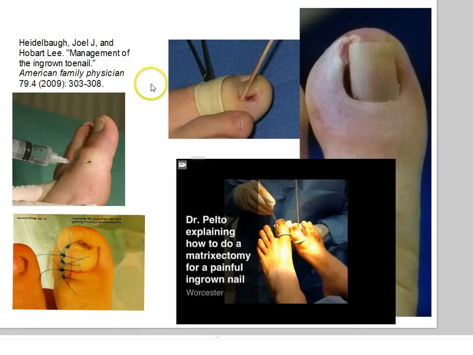Here you can see some interesting pictures showing the result after a matrixectomy procedure that we do in the office, and there are some videos online that you can watch on how to do this. Okay, here's an article. Should you desire to learn more, you can certainly look at that article. Hope that helps you understand this a little bit more.